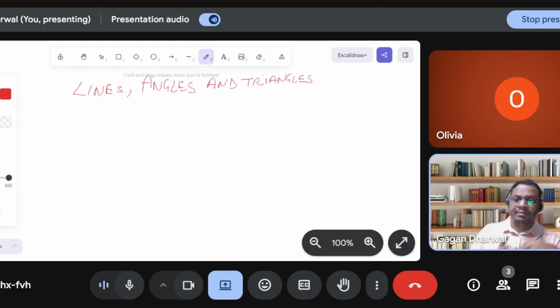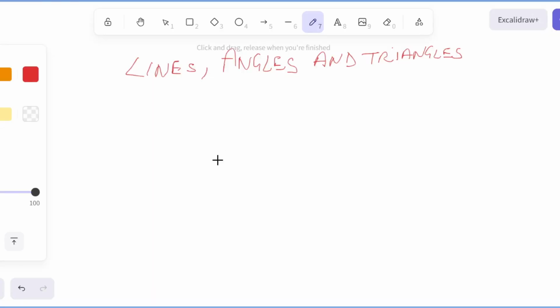In triangles, they may give you two angles, and you have to find out the third by using the angle sum property of a triangle. Or they may give you one exterior angle and one interior angle, and on that basis you need to find out the other angles, something of that sort, right? So let's start with lines first. I'll take a few questions and then we'll move to angles and triangles.